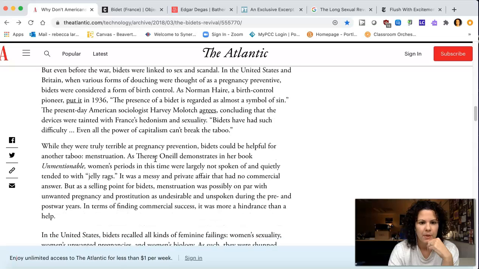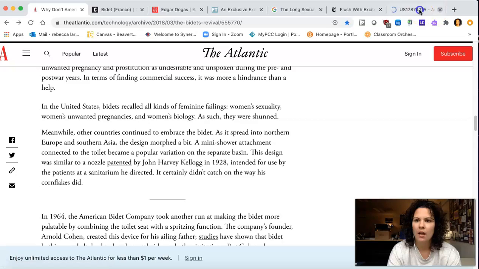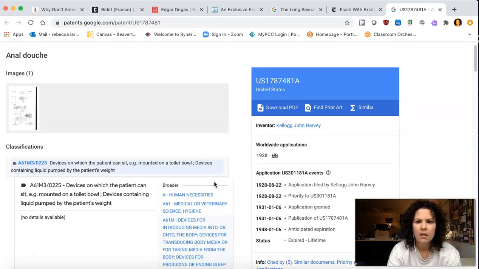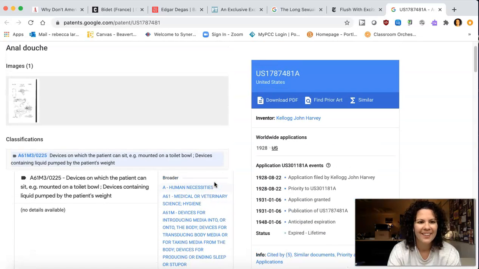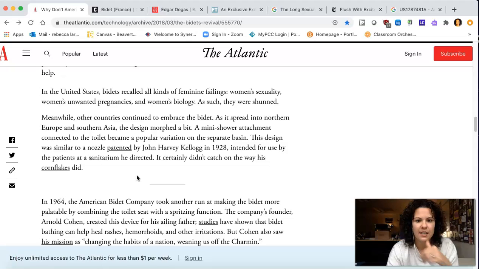Okay, so there we have another little point. Here we have the John Harvey Kellogg idea. Download PDF, prior art. Oh, this is an actual patent. So you can click on it and you can see the image. Oh, how interesting, right? This is really interesting to see research that is not what we would typically think of as research, but it makes the article really engaging and really strong to have all of these different types of evidence within it. Okay, let's continue going.